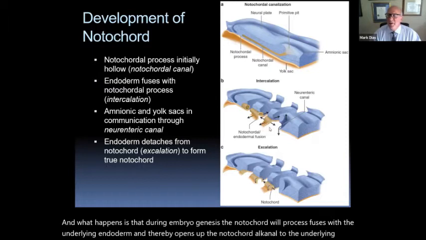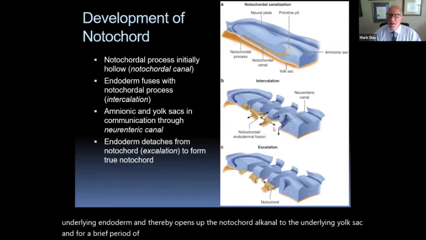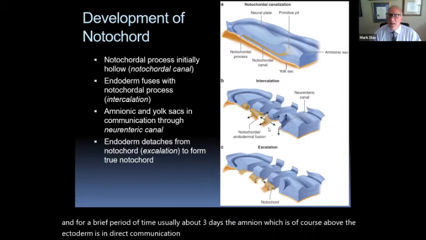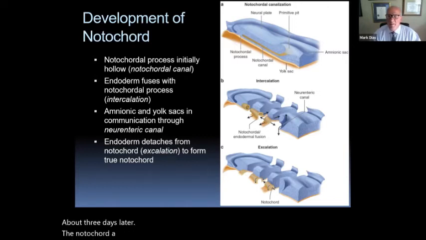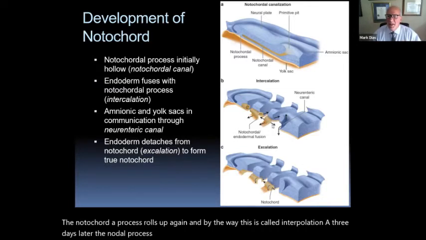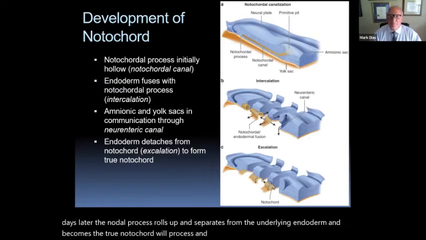And for a brief period of time, usually about 3 days, the amnion, which is of course above the ectoderm, is in direct communication with the yolk sac beneath the embryo through this primitive pit, which is now called the neurenteric canal. About 3 days later, the notochordal process rolls up again. And by the way, this is called intercalation. 3 days later, the notochordal process rolls up and separates from the underlying endoderm and becomes the true notochordal process. And that process is called excalation.